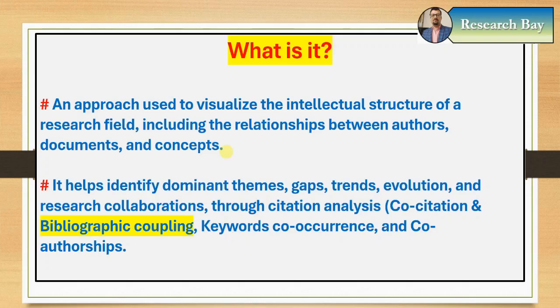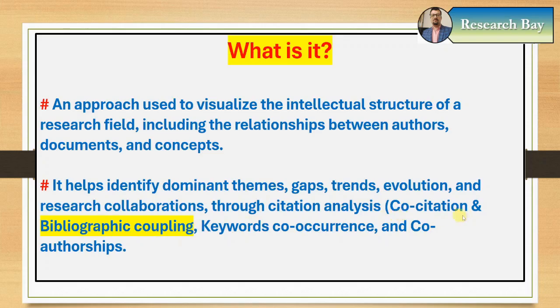But in science mapping, we try to find out the patterns, the networks, the associations, which help to identify the dominant themes, the gaps, current trends, evolution of a topic, and research collaborations. This is achieved through citation analysis. Citation analysis is of two types: co-citation analysis and bibliographic coupling.